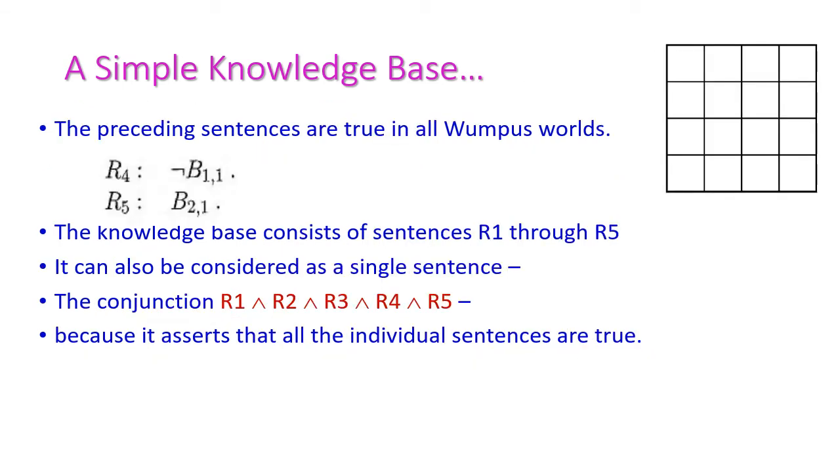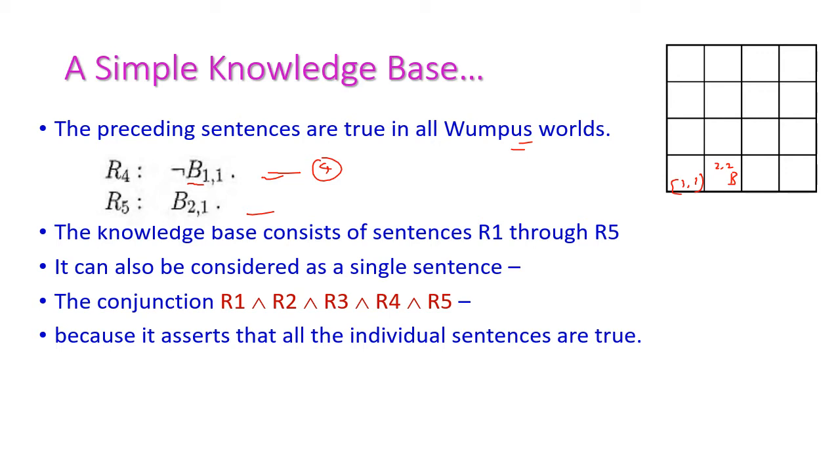And the preceding sentences are true in all Wumpus Worlds. Okay, so this is the fourth one, that is there is no breeze in 1 comma 1. And the fifth, breeze in 2 comma 1. So these two sentences are always true, right?